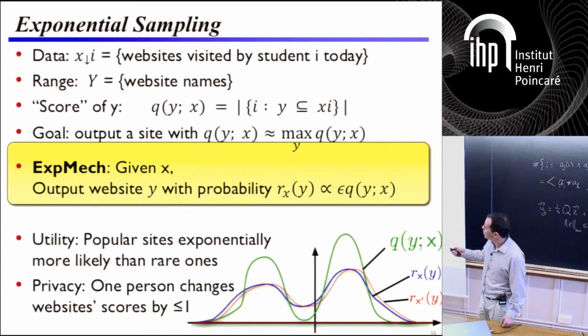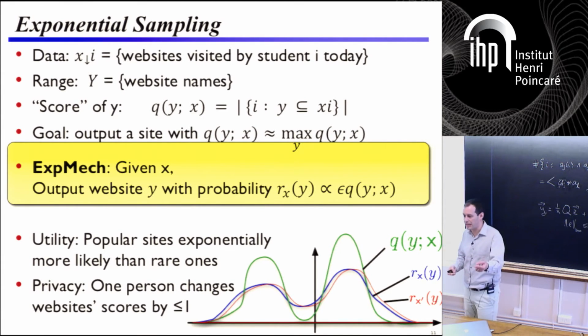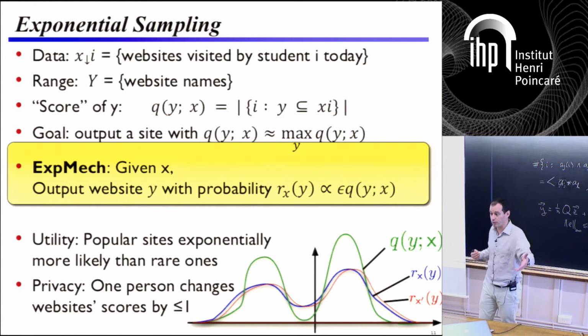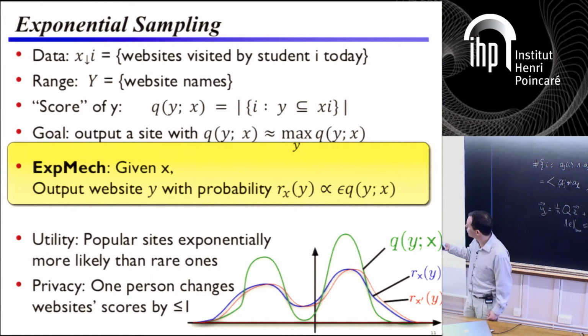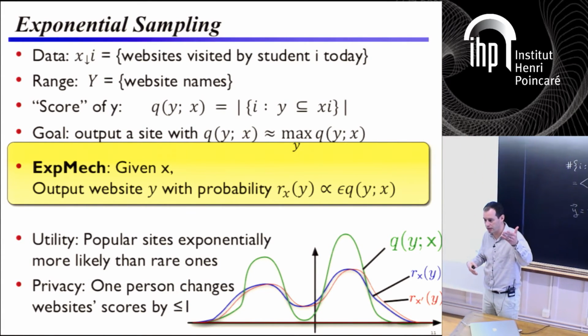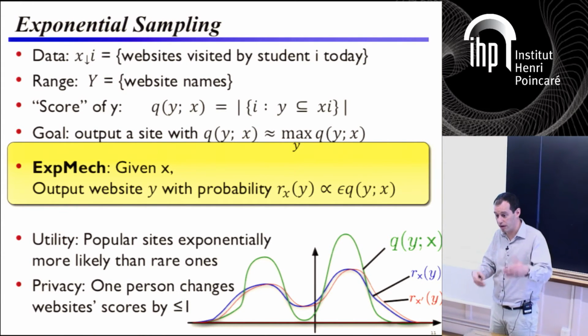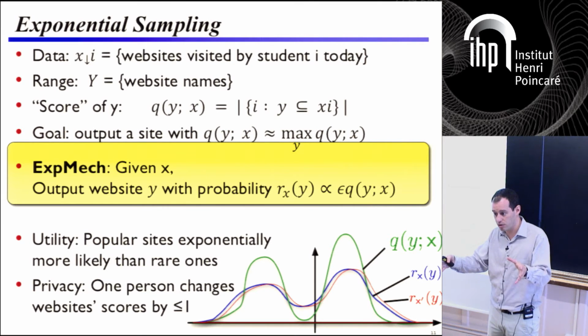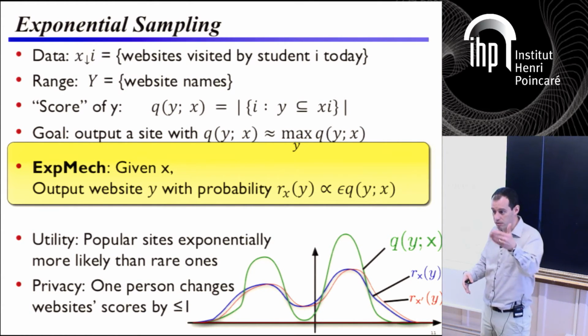And what we might want to do is define a score function for each website, which is the number of students who visited that website. Our goal could be to output a frequently visited site, or more likely a list of frequently visited sites. But let's just imagine we're trying to come up with one for now. We're looking for a site y such that the thing we finally output is almost as good as the most frequently visited site. Deterministic algorithms can't be differentially private, because for each x we get a probability distribution on outputs. But we could hope to get really close to the best thing.